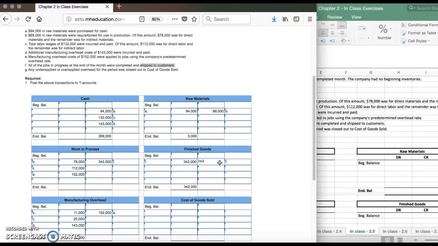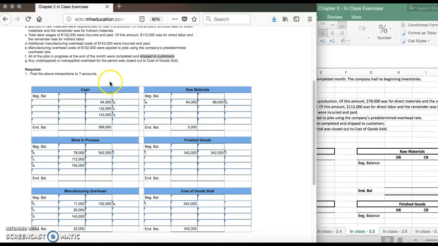Here, 342,000. So that's going to be a credit, so we're going to have to debit cost of goods sold. Okay, so we moved it out of work in process to finished goods, and then it says we shipped it to customers, so then we moved it to cost of goods sold.